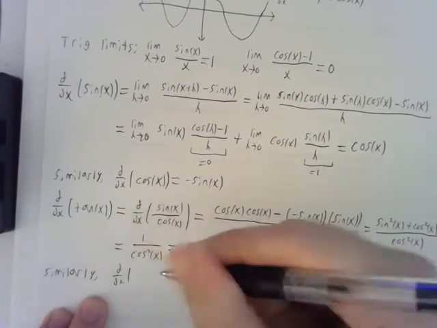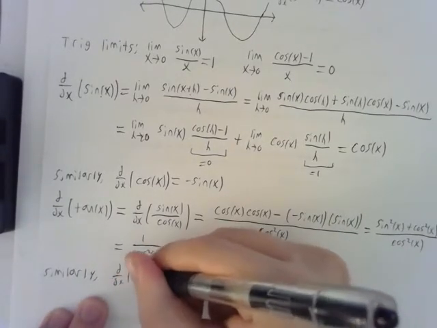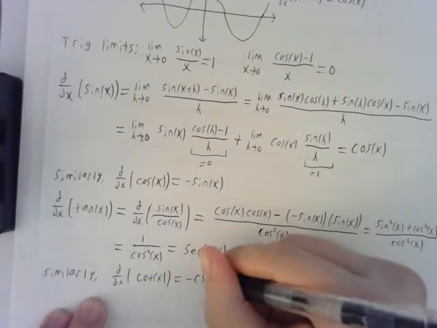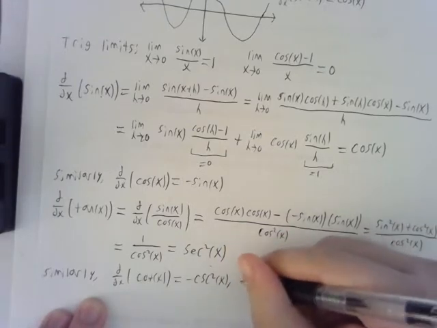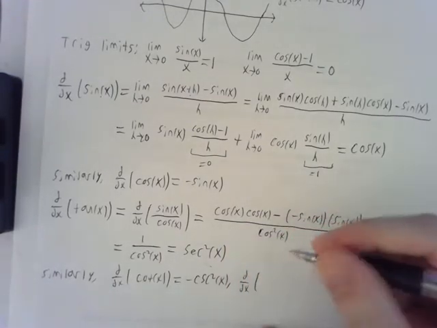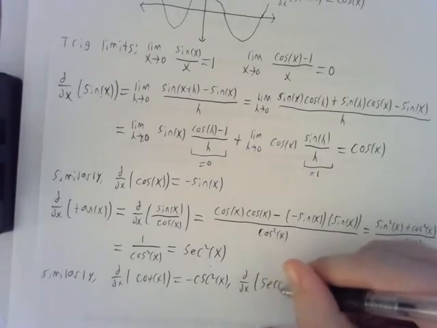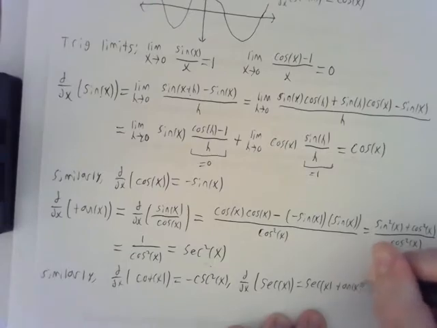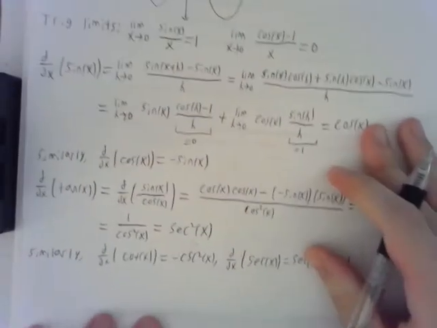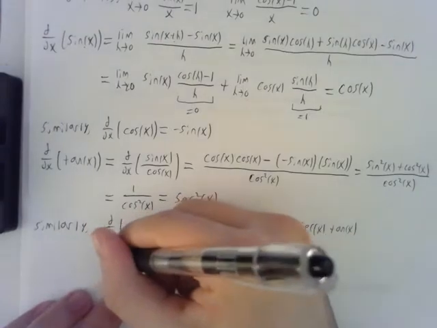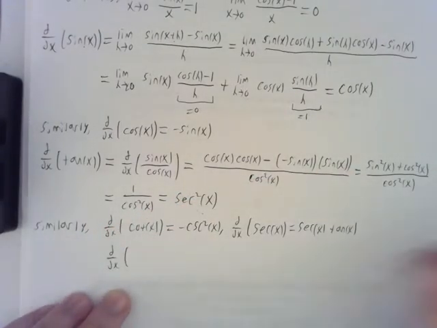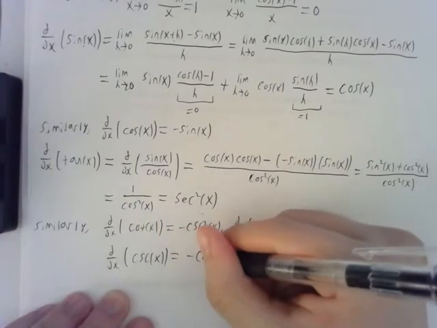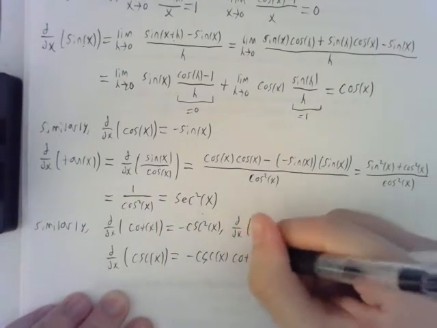the derivative of cotangent of x is going to be equal to negative cosecant squared of x. The derivative of secant of x is equal to secant of x tangent of x. And lastly, the derivative of cosecant of x turns out to be negative cosecant of x cotangent of x.